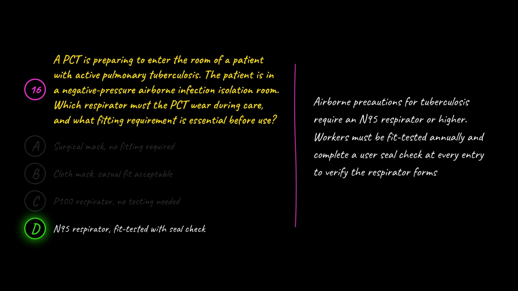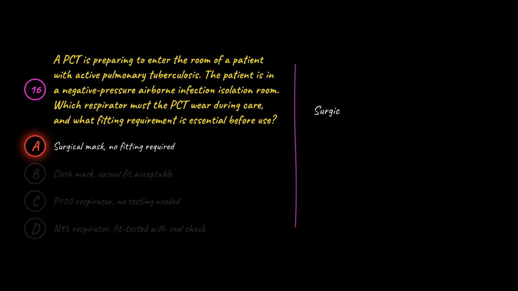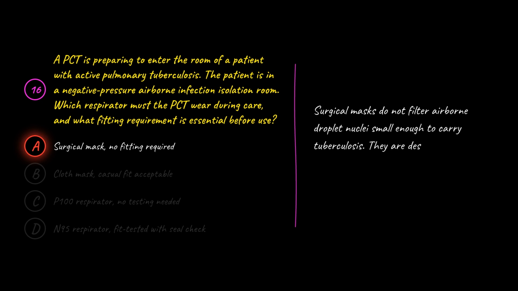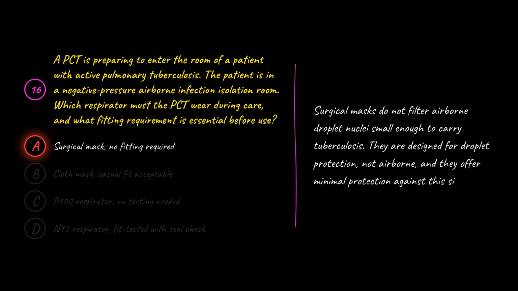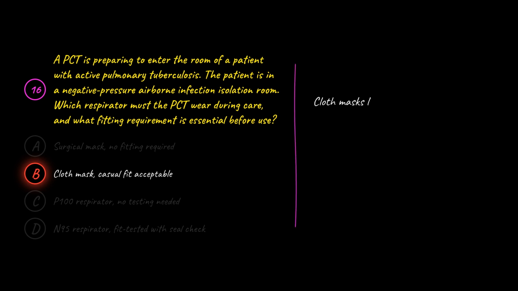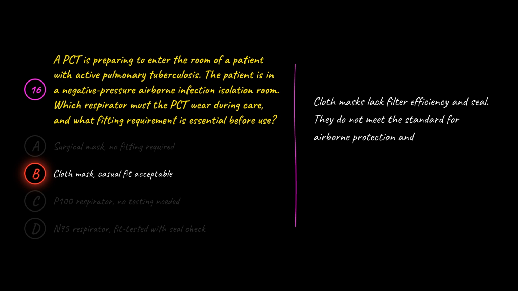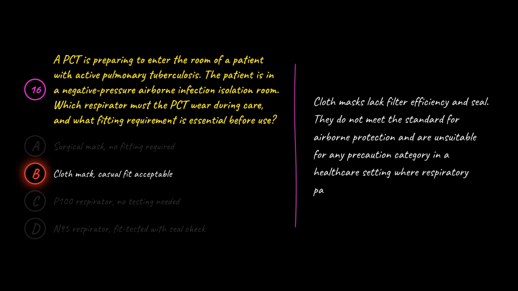a tight protective seal. A is wrong because surgical masks do not filter airborne droplet nuclei small enough to carry tuberculosis. They are designed for droplet protection, not airborne, and they offer minimal protection against this size of infectious particle entirely. B is wrong because cloth masks lack filter efficiency and seal. They do not meet the standard for airborne protection and are unsuitable for any precaution category in a healthcare setting where respiratory pathogens are confirmed or suspected.